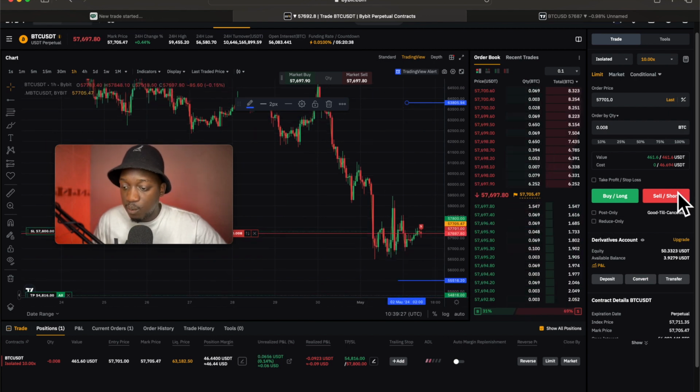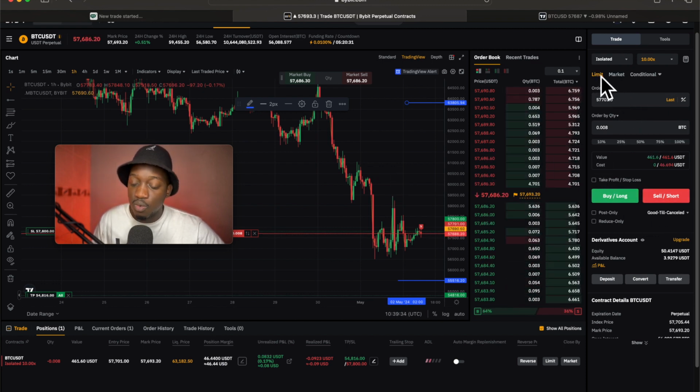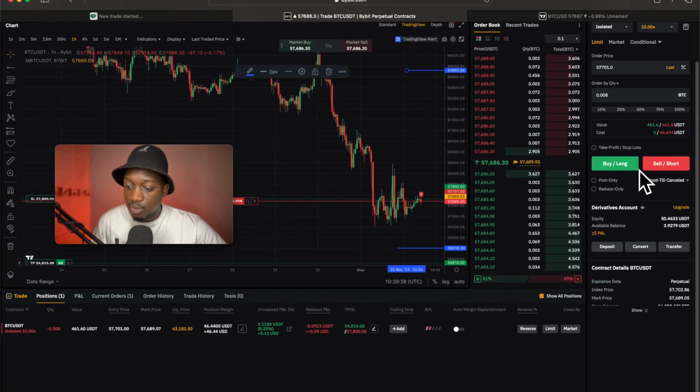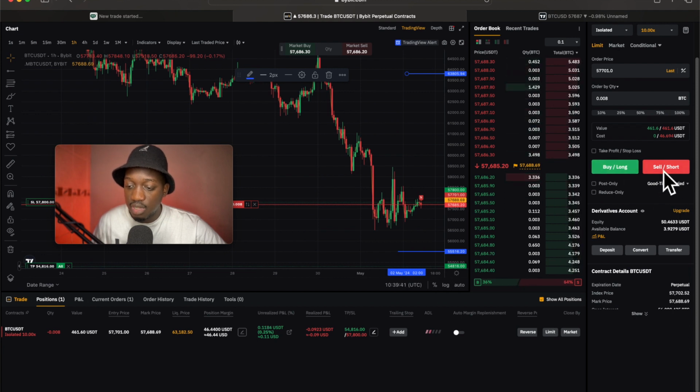And if you want to make money when the price of Bitcoin is going up, you can do the same thing. All you have to do is choose whether you want to use a limit order or market order, and then choose right here. You either want to make money when the price of Bitcoin is going up, which is buying or going long, or you want to make money when the price of Bitcoin is going down, which is the sell or short button right here. So you have two options.